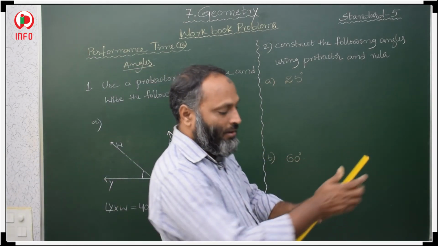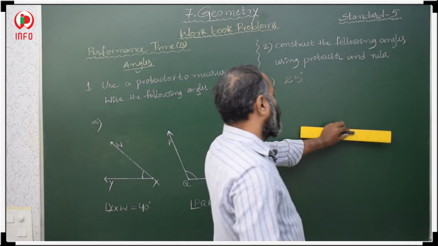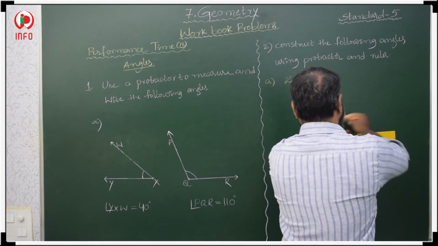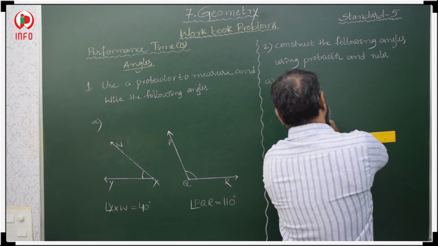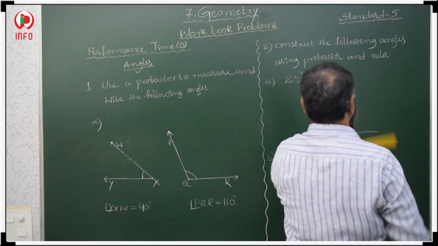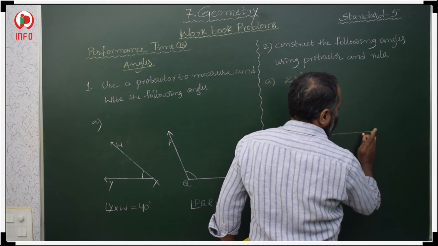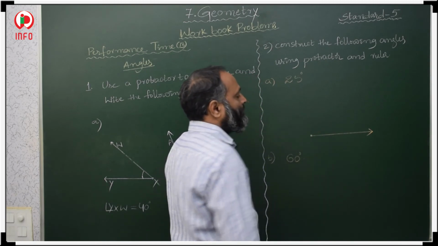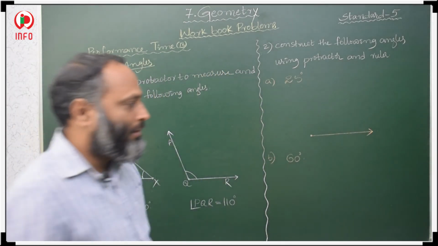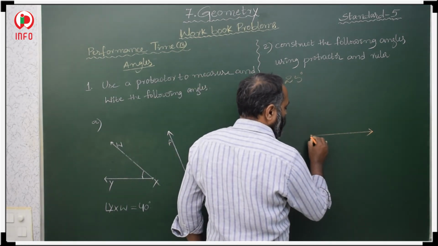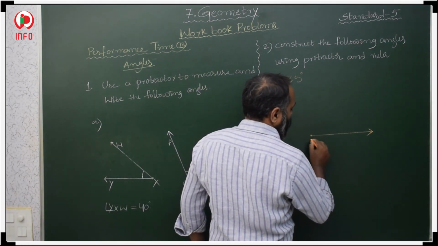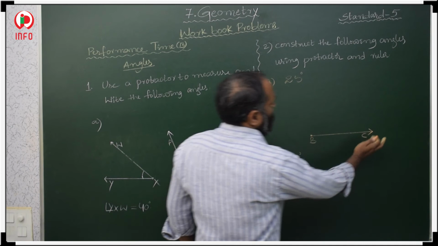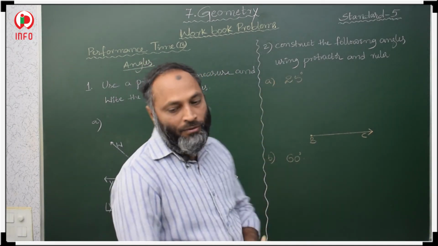First we have to take the ruler and draw a ray. This is our ray, and this is the vertex. Any name you can take, B and C. BC is a ray. Then after that, we have to construct 25 degrees.